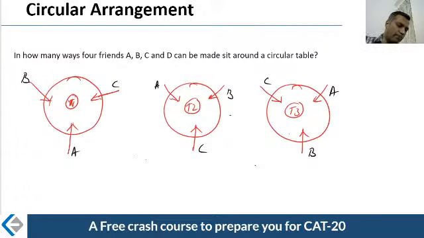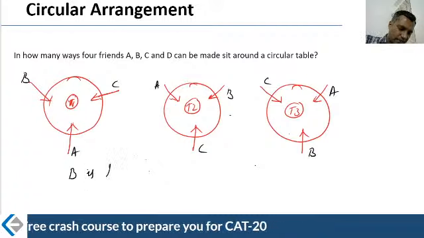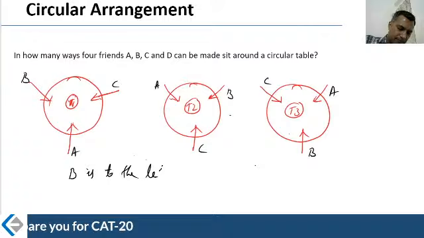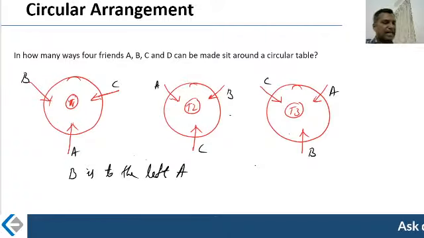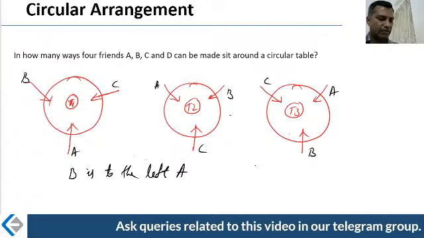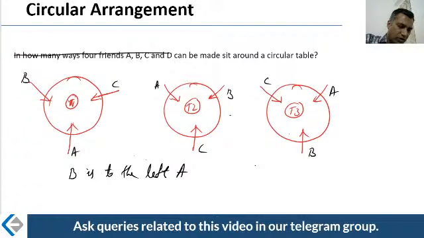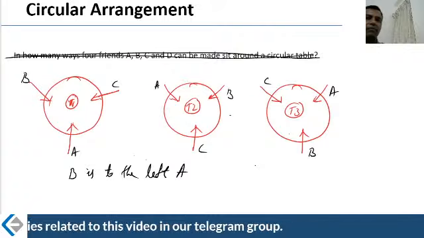Why? Now look at this. B is sitting. In this arrangement, in all three arrangements, B is to the left of A. Take any of the three arrangements I've written here. I'm not doing this question for now, don't worry. I'm just telling you the importance of circular arrangement, how it is different from linear arrangement.